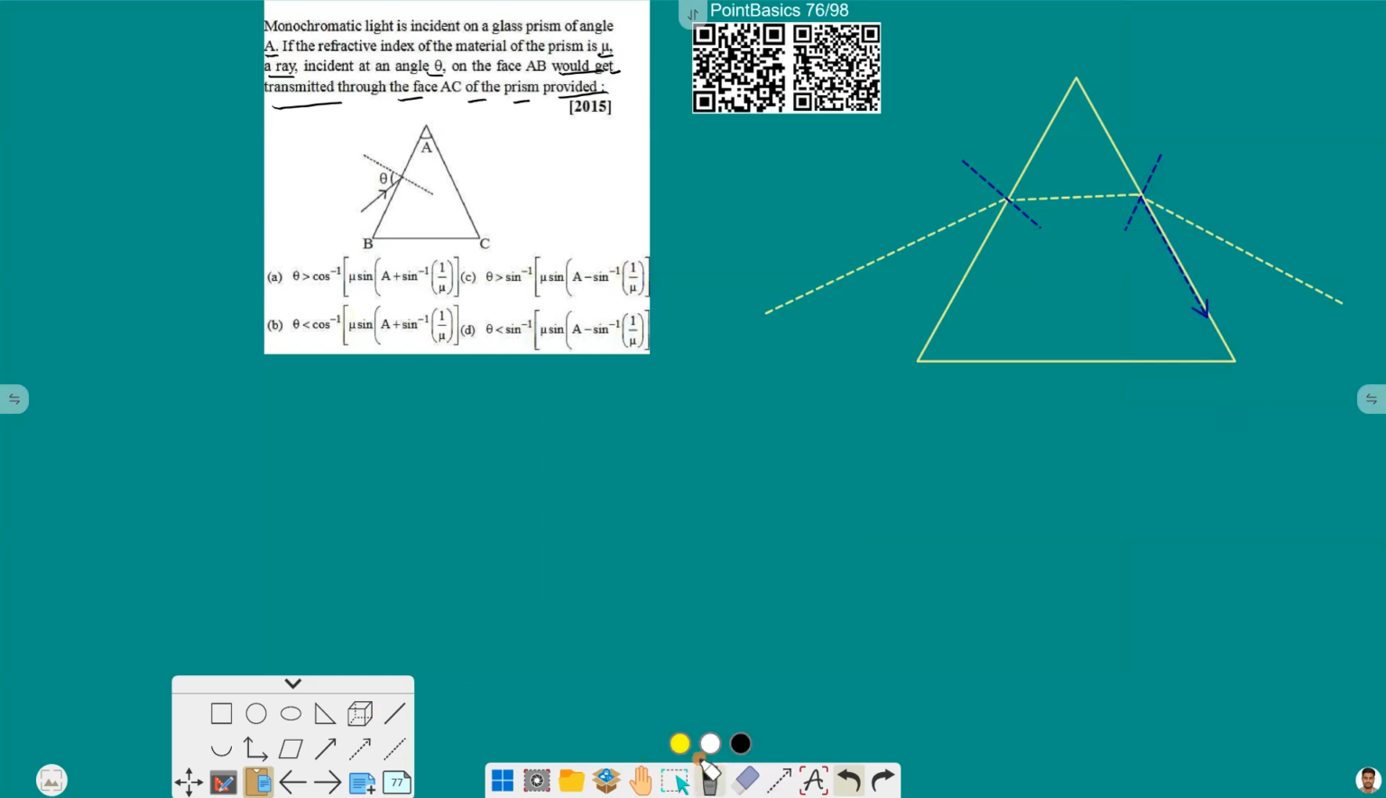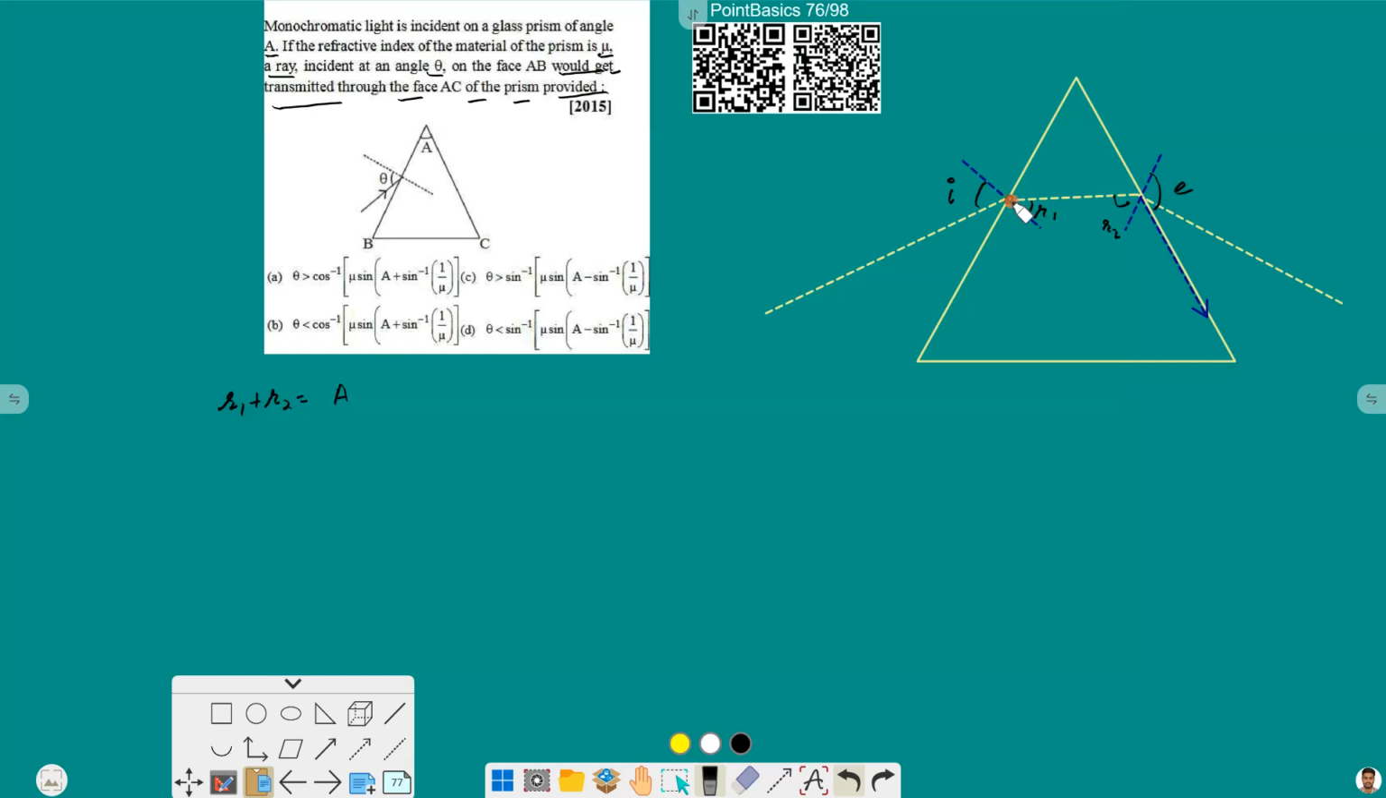So now let us mark the angles. Now this will be the incident angle, this will be R1, this will be R2, and this will be the emergent angle. Now we know for a prism, R1 plus R2 is equal to the angle of prism.